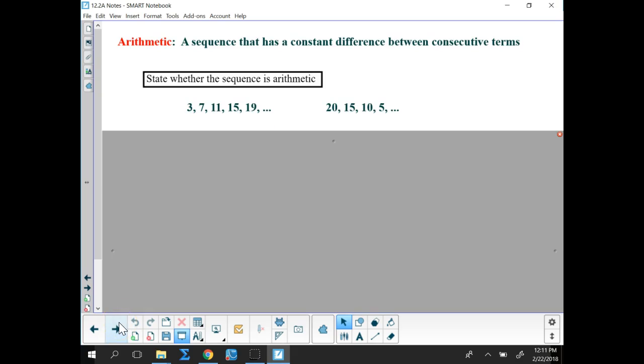All right. So let's talk what an arithmetic sequence is. An arithmetic sequence is a sequence that has a constant difference between two consecutive terms. Okay? So we're always what? Adding. This is the one that goes with adding. Okay?